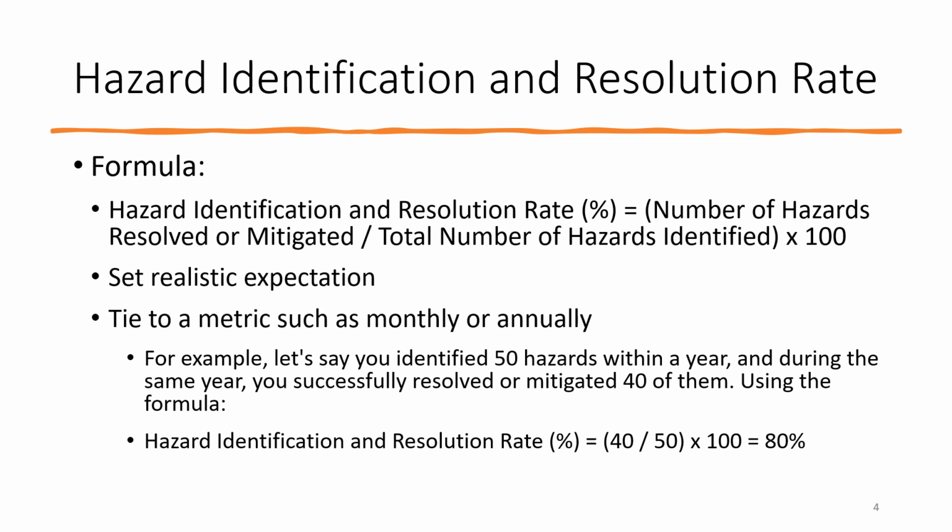So if we just look at our typical math, let's say for example that we're going to do 50 hazards in 1 year. It doesn't mean that we're going to stop at 50. Let's just say that because it's really easy math. We just happen to find 50 hazards in 1 year. And during the same year, we successfully resolved or mitigated 40 of them. So if we look at the formula, 40 divided by 50 times 100, we have 80%. That sounds like a really good number.